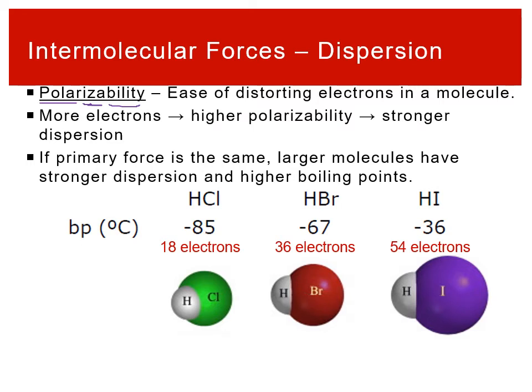So this is the ease of distorting electrons in a molecule. Electrons have a standard organization, whether that's polar or nonpolar. How much can they leave that? Molecules with a higher polarizability have stronger dispersion, because higher polarizability means those electrons are moving around more fluidly. You can get instantaneous dipoles relatively easily, and induced dipoles relatively easily. The more electrons there are in a molecule, the higher the polarizability. So bigger molecules have stronger dispersion.